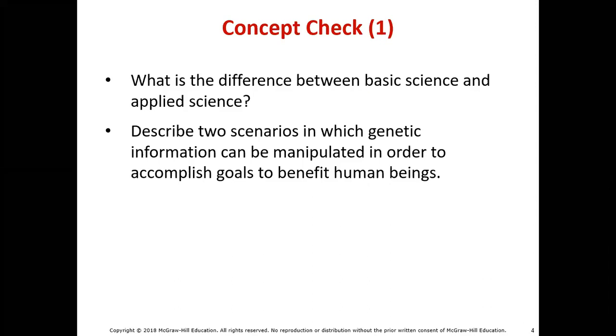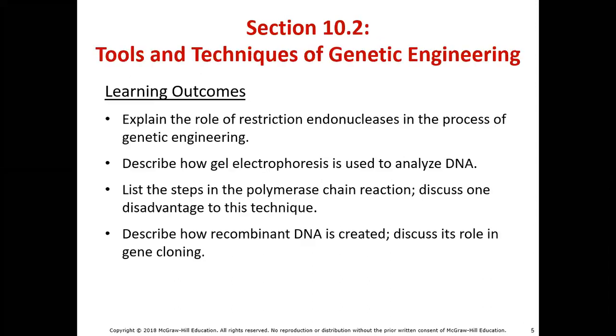Describe two scenarios in which genetic information can be manipulated in order to accomplish goals to benefit human beings. Talk about the tools and techniques of genetic engineering. A series of enzymes called restriction endonucleases. These enzymes are made by bacteria. They cut out very specific areas of DNA.